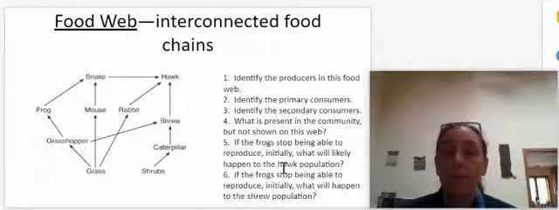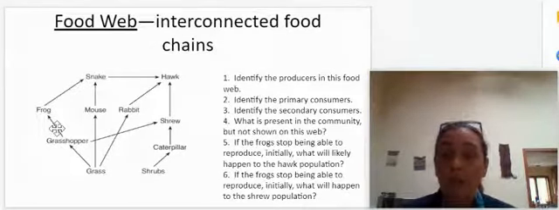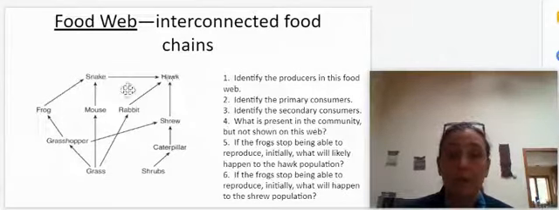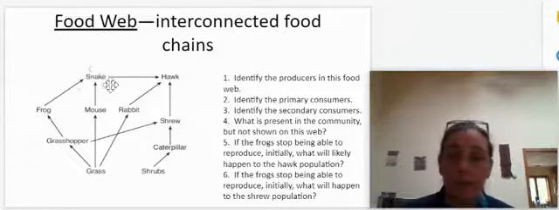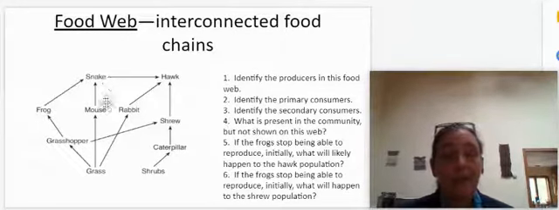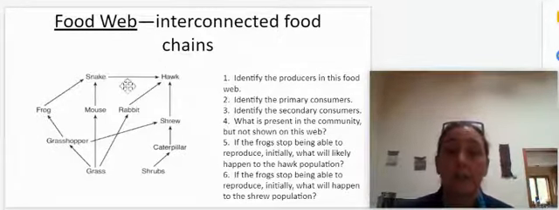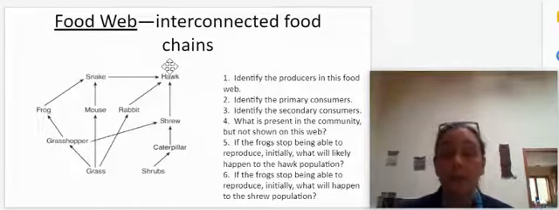Five, if the frogs stop being able to reproduce initially, what will likely happen to the hawk population? Okay, so if the frogs die, there are no more frogs, what's going to happen to the snake population? They're going to die. They're not going to have food, right? Now they'll start to eat more mice, but their amount of food is going to go down, and so they're going to go down. And if their population goes down, what's going to happen to the hawks? They're going to go down. So if you see a reduction in frogs, eventually, or rather quickly, you're going to see a reduction in hawks.